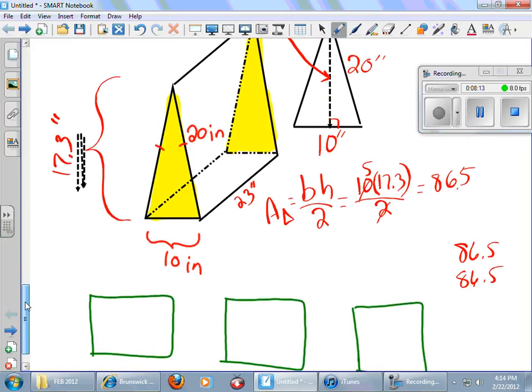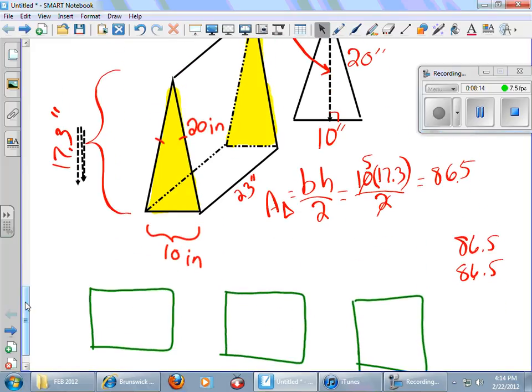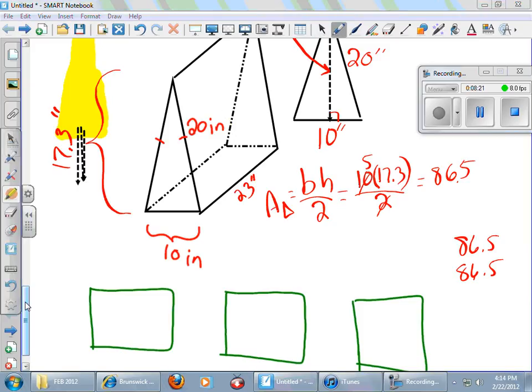Okay, now I'm going to get rid of this highlighting and see if you can see some of the other areas that are highlighted. The first rectangle that's jumping out at me is the bottom rectangle where this prism is sitting. See it there on the bottom? Okay. That is a 10 by 23 rectangle. So I'm going to label this 10 by 23, and it's inches. And that, of course, would be 230 inches squared.